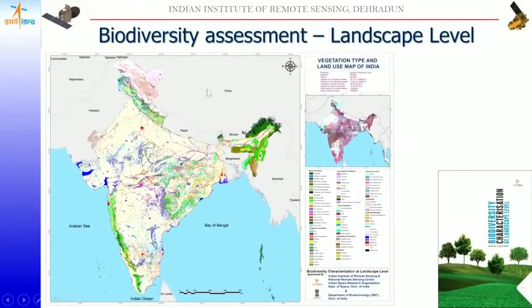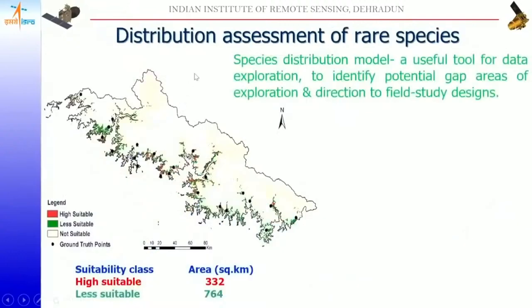mapped for the country level. So this information is also available on the website bis.irs.gov.in, and on request we provide it to the users. So this is one of the important aspects of biodiversity assessment at landscape level.